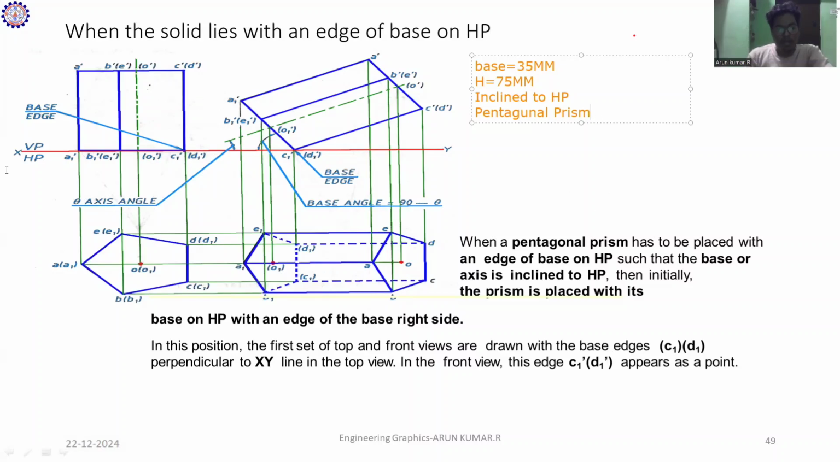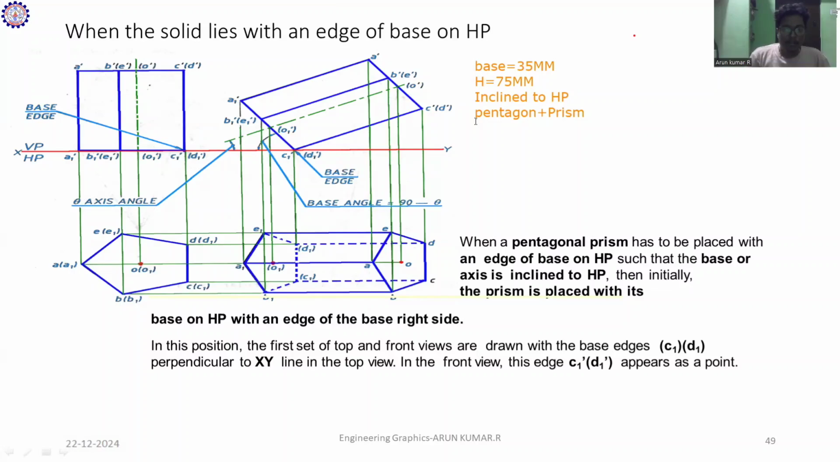So what is the data here? It is a pentagon and prism. For understanding purposes, you have to write like this: pentagon plus prism. If you understand these categories, the problem is very easy. So let's move on to the problem.